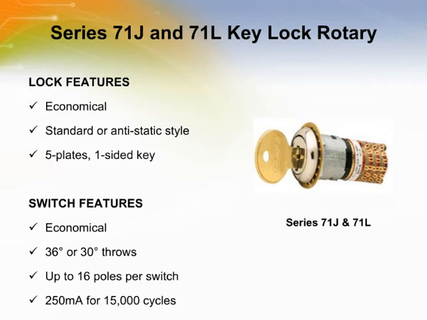This page outlines the features of the 71J and 71L series. All the locks have identical keys unless specially ordered otherwise. Key removal for 30-degree throw has positions at 1 and 180 degrees. Special key removal can be done at every 90 degrees. For 36-degree throw, it can be for all positions. Special key removal can be for position 1 only.